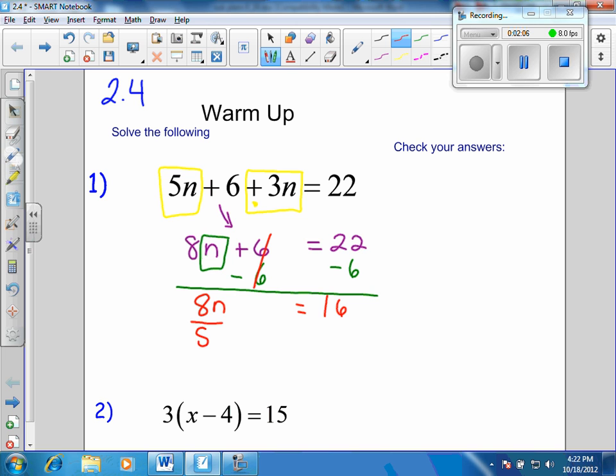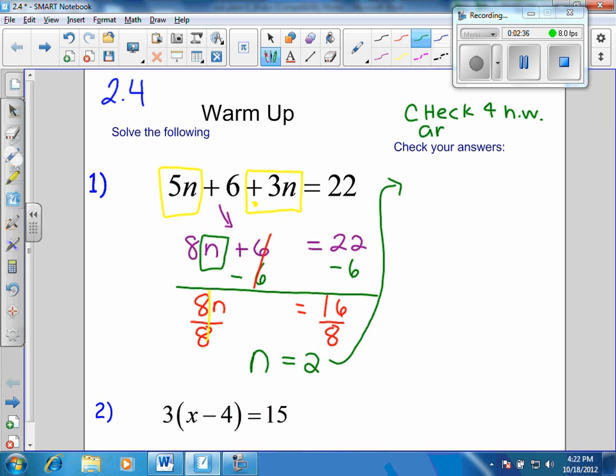Divide each side by 8. Cancel out the 8s. And you're left with n is equal to 2. Tonight on your homework, I want you to check 4 answers. So to check 4 homework answers, at least.